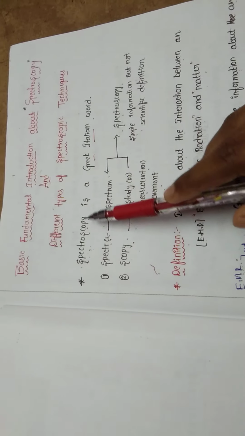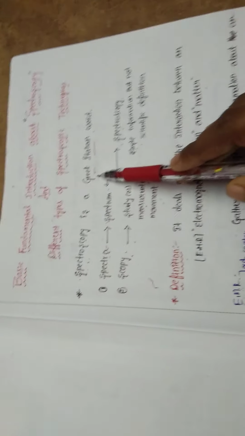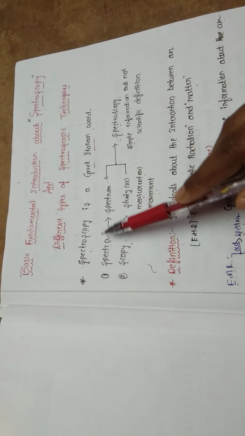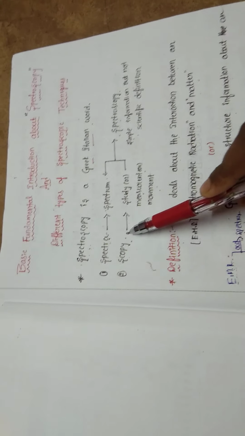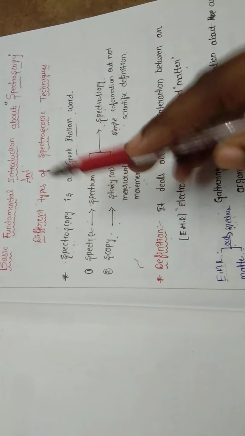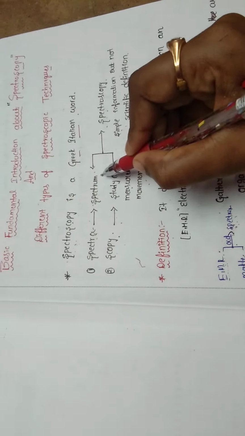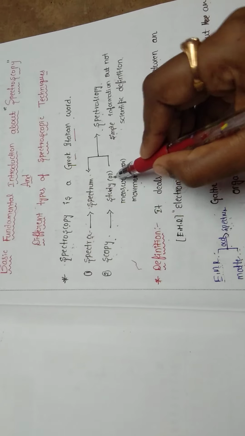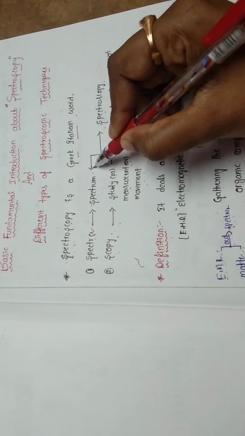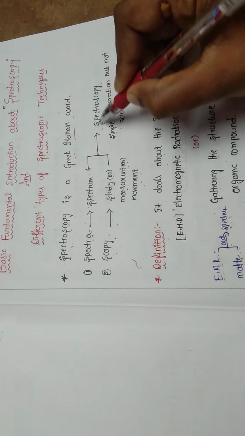The word spectroscopy is derived from Greek. In spectroscopy, two different words are there. The first word is spectra, and the other word is scopy. In Greek, spectra means spectrum and scopy means study or measurement. So simply, the study of spectrum is generally called spectroscopy.